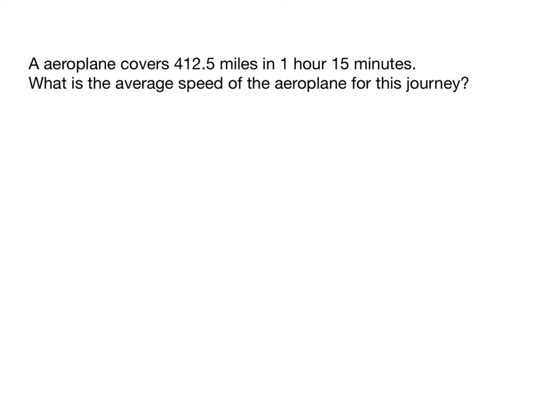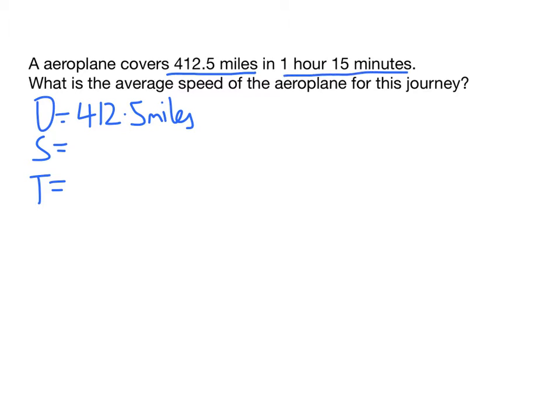In this video, we're going to calculate speed using the formula distance equals speed times time, where the time has a fraction of an hour with it. So, as always, let's write out what information we have. So an aeroplane covers 412.5 miles, so let's put that next to the D, in 1 hour and 15 minutes. So that's the time, so 1 hour 15 minutes.